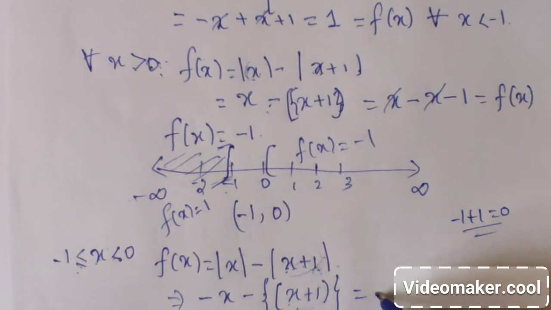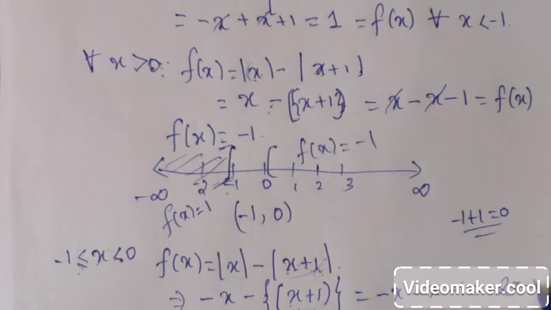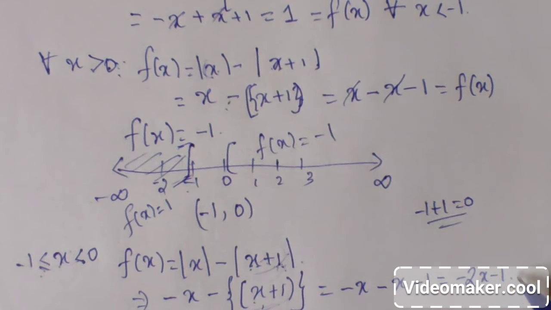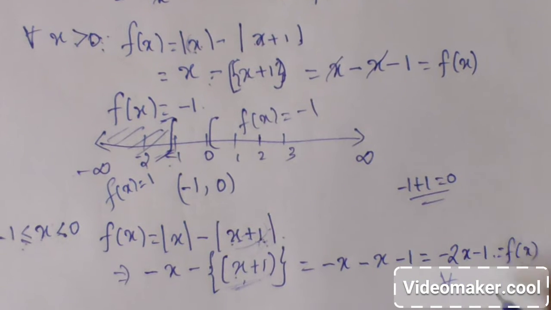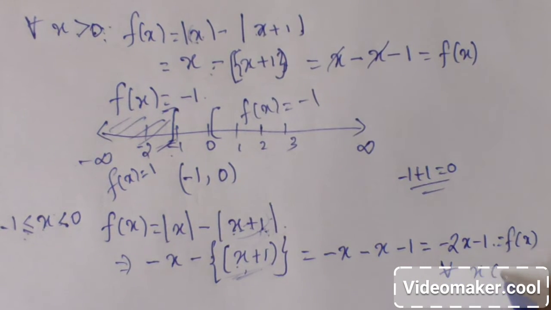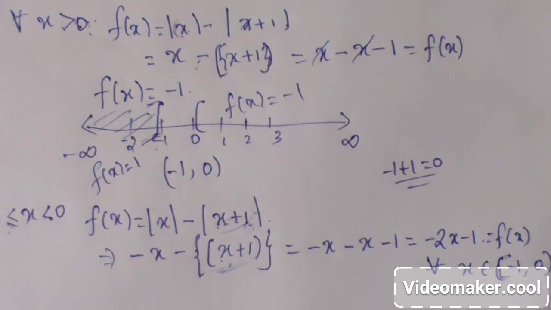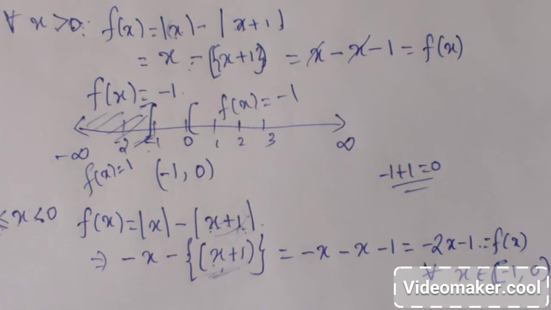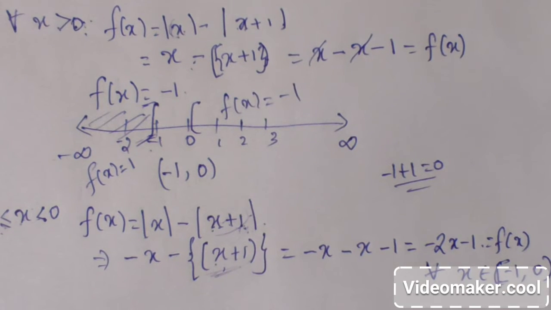So now we will get minus x minus 1. So this is nothing but minus 2x minus 1. So this is the function f of x for all x in the interval closed -1 open 0, okay. So now we have defined the function in 3 different intervals.